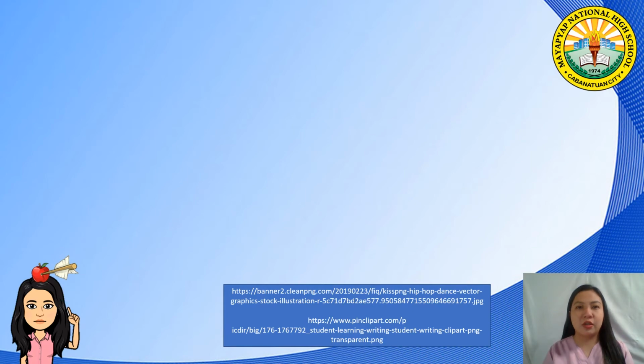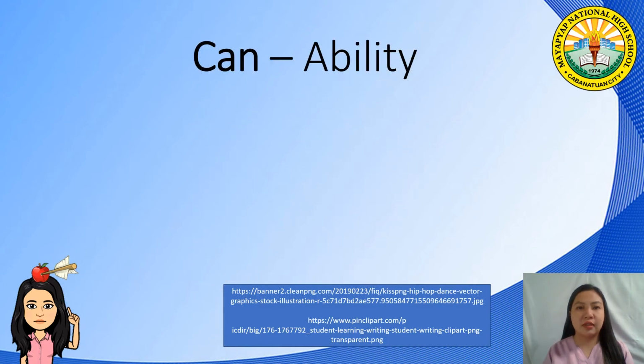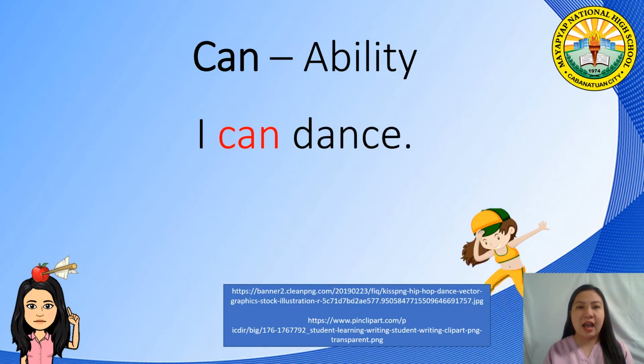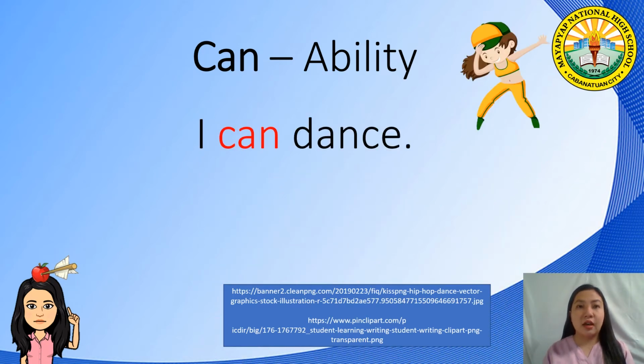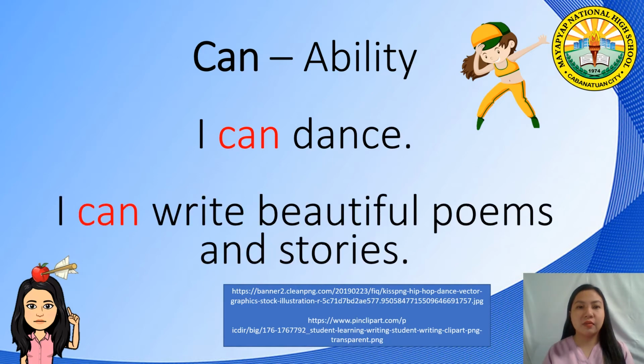Let us start with the first one. Can. It indicates ability. For instance, if you have the ability to dance, you can say, I can dance. Another one, if you have a talent in writing, you can state, I can write beautiful poems and stories.